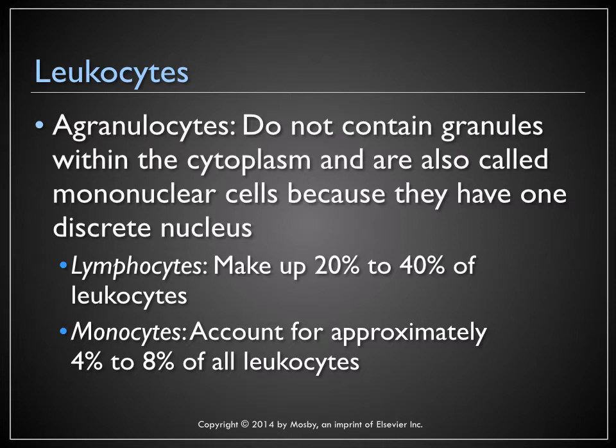NK cells, natural killer cells, are lymphocytes that do not require any prior exposure to antigens to kill virus-infected cells and activate T cells and phagocytes. So monocytes are the other type of agranular leukocytes, and they account for 4 to 8% of total WBCs. They are also very important phagocytic cells, and they will ingest large masses of matter such as bacteria, dead cells, tissue debris, and old or defective RBCs.